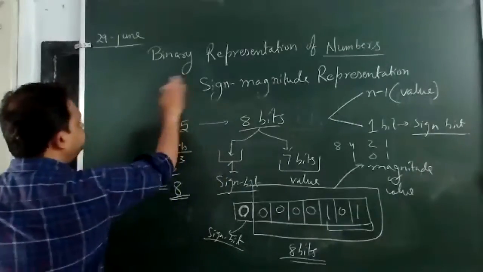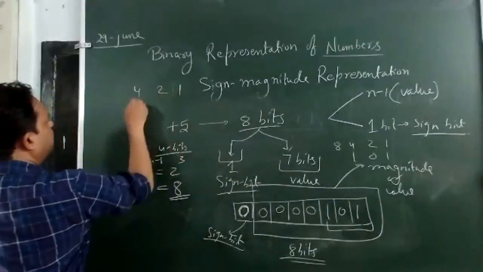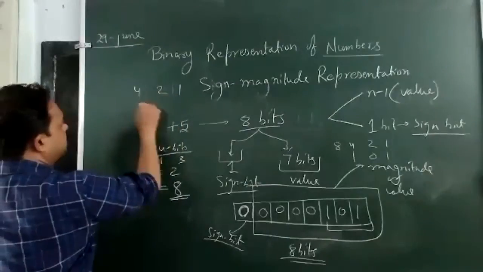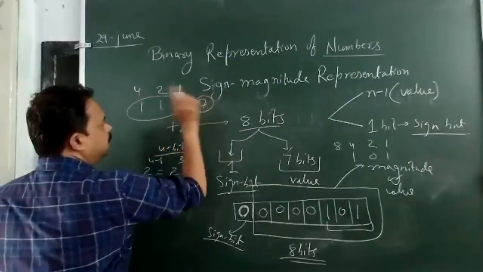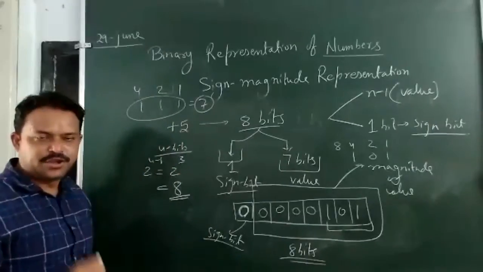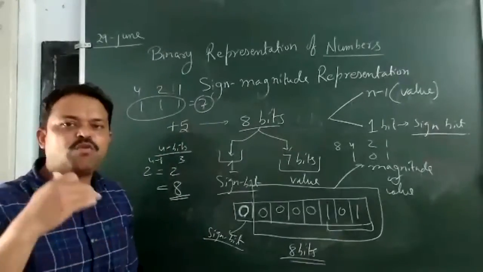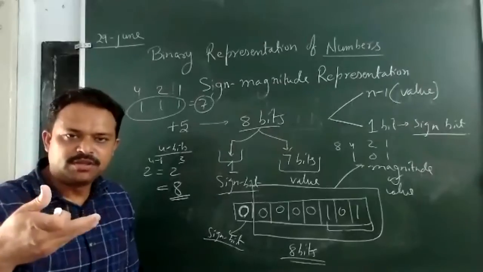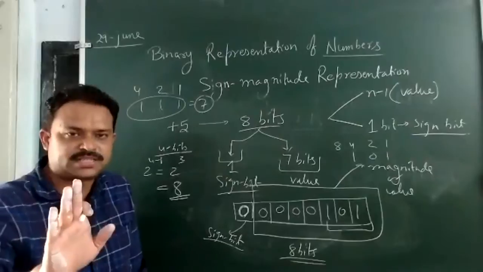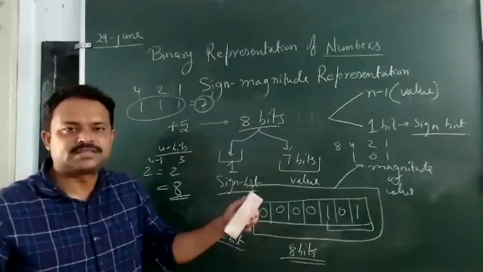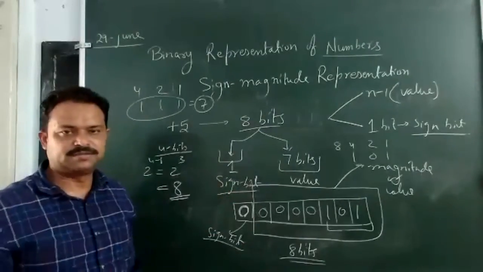How? See. 1, 2, 4. 3 bits: 1, 1, 1. 4, 5, 6, 7. Maximum 7. If you want to represent 8, 9, 10, 11, 12, it is not possible with the 4 bits. You have to increase the number of bits.